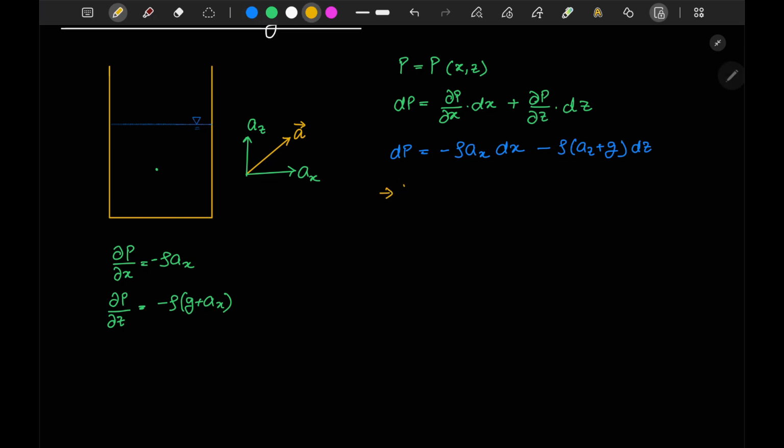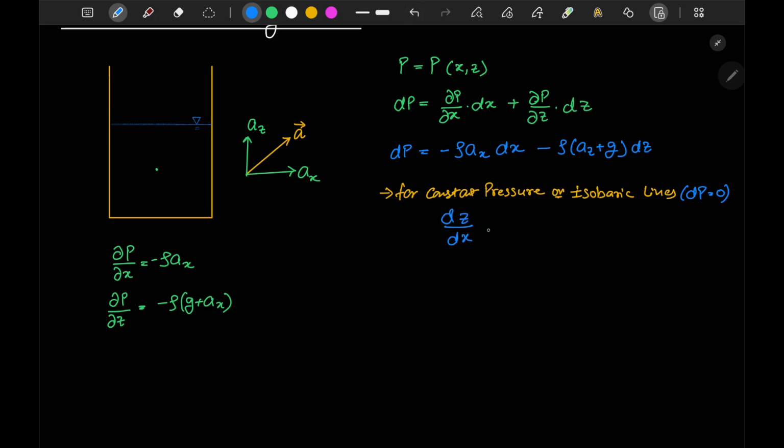So from here, for constant pressure lines, or isobaric lines, we can say that our dp should be 0. Okay, dp is equal to 0. If you substitute dp equal to 0, from here we will obtain our dz by dx.